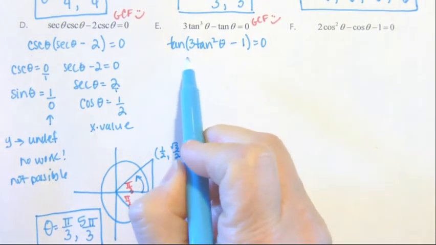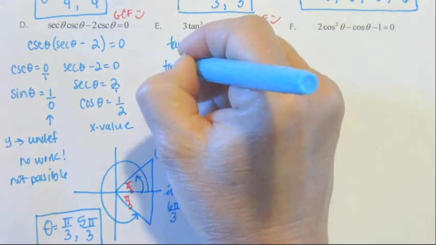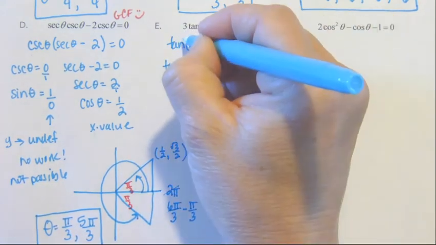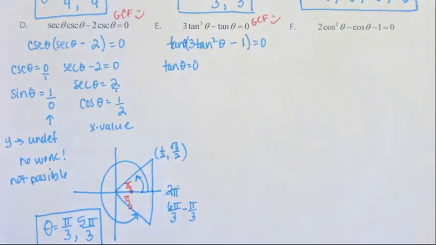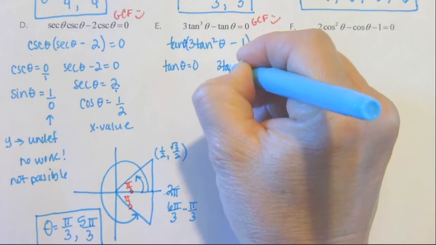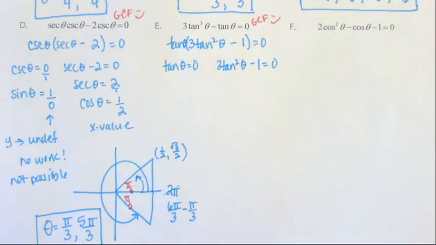So now I'm going to set both of these equal to 0. So I've got tangent, oops, I should have put a theta right there. Tangent theta is equal to 0. And then I've got 3 tangent squared theta minus 1 equals 0. So I've got 2 problems to do now.